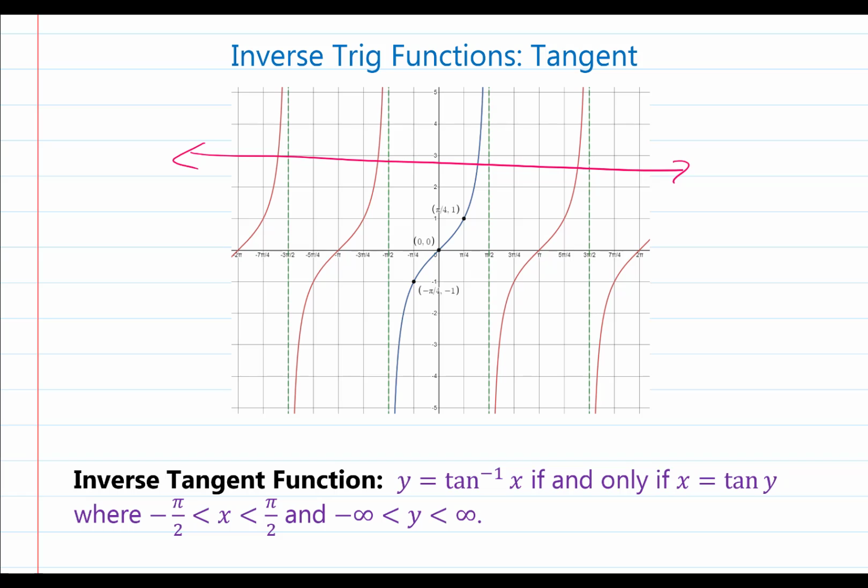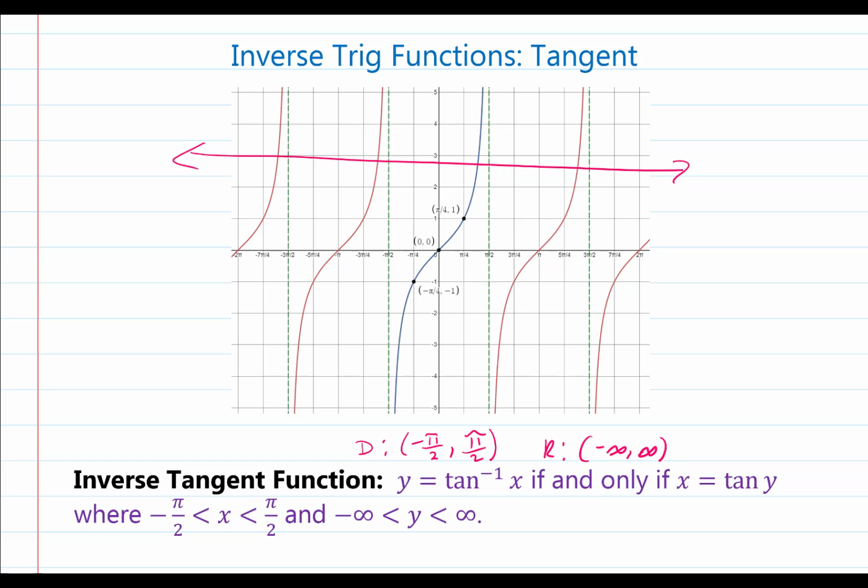As a result, what we do is we restrict the domain of the tangent function to be from negative pi over 2 to positive pi over 2. This is not inclusive because pi over 2 and negative pi over 2 actually represent undefined angles for tangent, and on the graph is represented by a vertical asymptote. Our range, however, is still all real numbers.